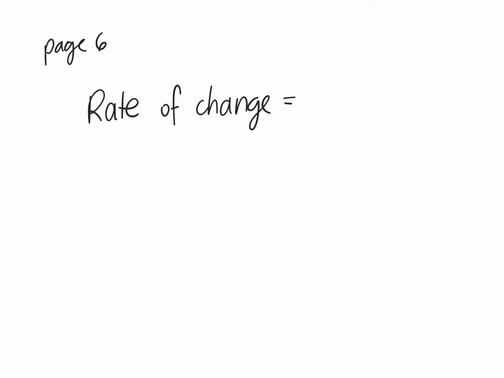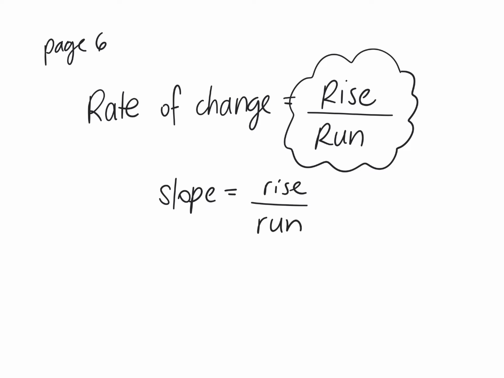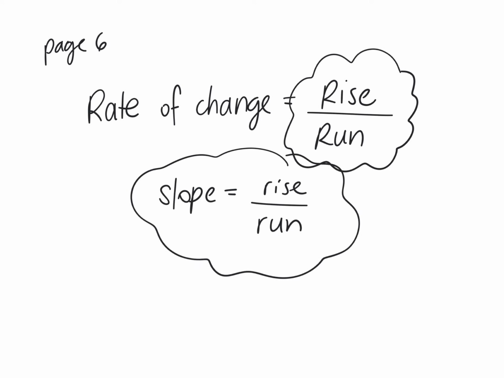Okay, so today we're going to be looking at how to calculate the rate of change. When looking at a graph, we're trying to figure out how the graph is changing. So we're looking at the rise of the graph over the run. You need to memorize this. Another name for this is slope. Slope is equal to rise over run. We're going to go through some examples and I'm going to explain what that means.